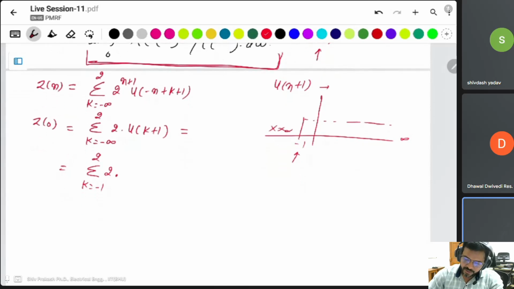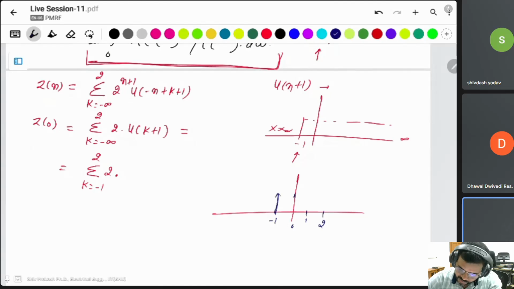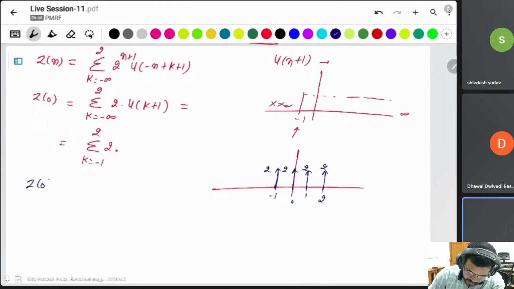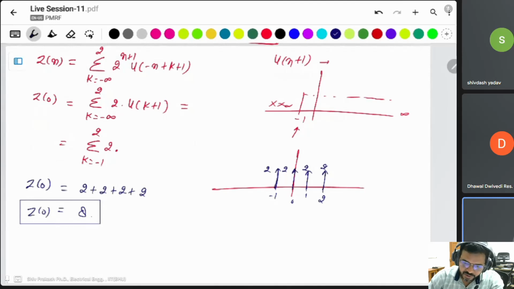All values are 2 from minus 1 to 2, and you have to add them. The values at minus 1, 0, 1, 2 are all 2. We have to add this: 2 at minus 1 plus 2 at 0 plus 2 at 1 plus 2 at 2. This will be 8. So z[0] is equal to 8.